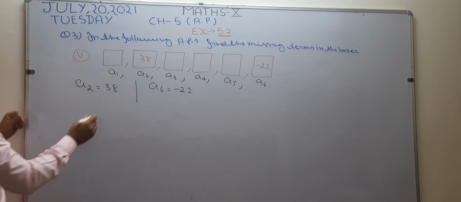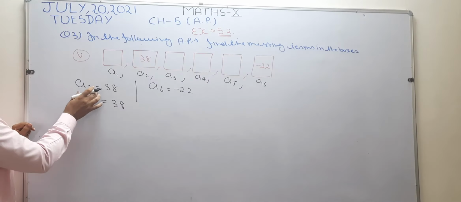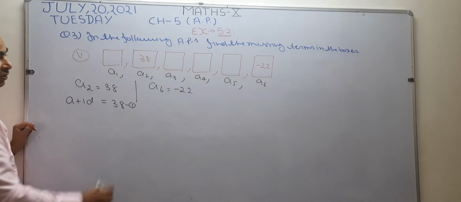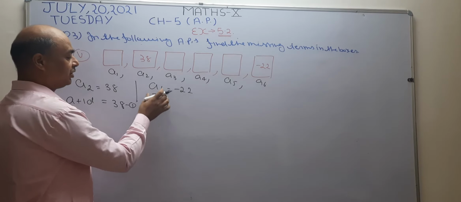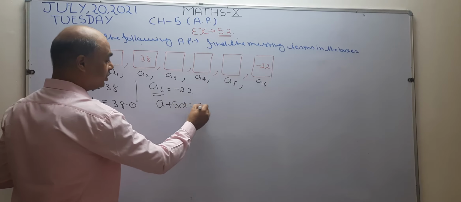Now, see. This 38 is the question value, so it is going to remain the same. Instead of A2, I am going to write the formula for finding the second term. The formula for the second term is A plus 1D. So this is your first equation. Now I am going to write the formula for finding the sixth term of the AP. The formula for the sixth term of an AP is A plus 5D, which is equal to minus 22.